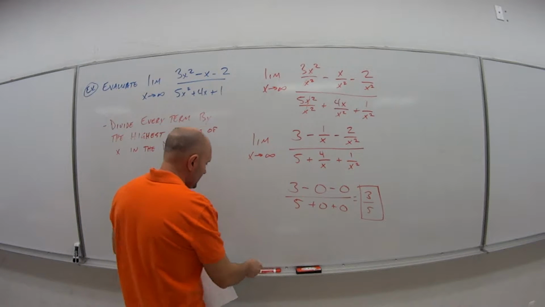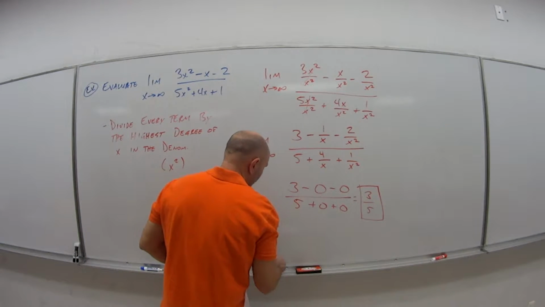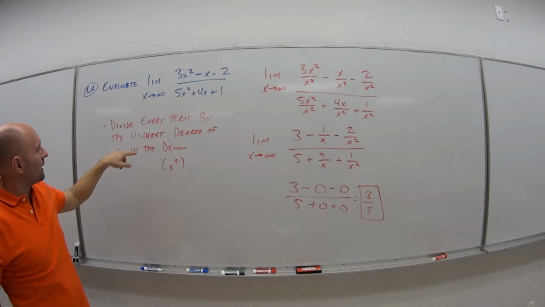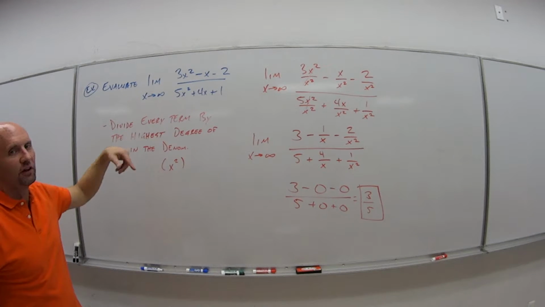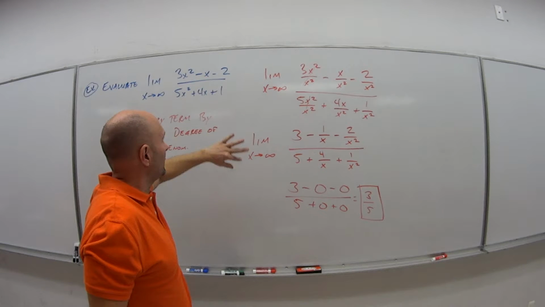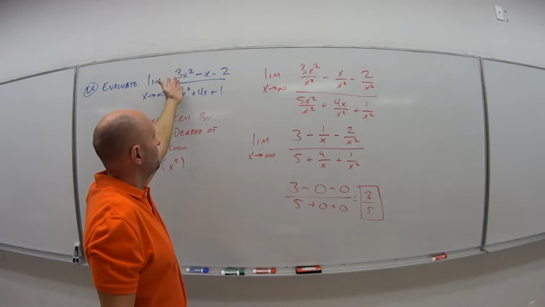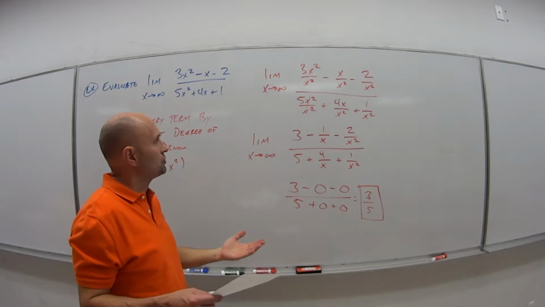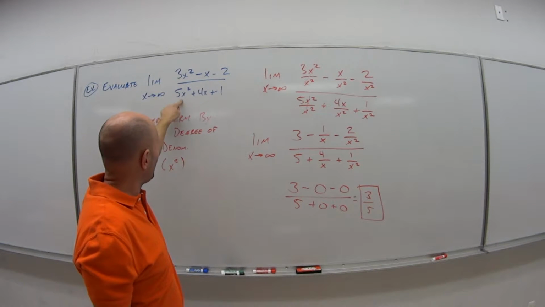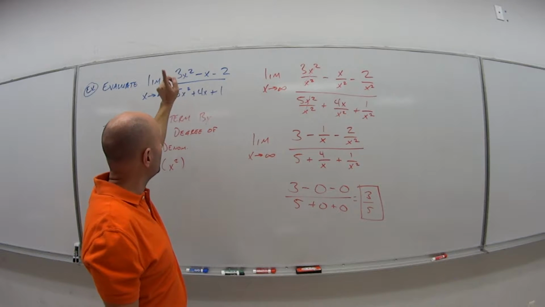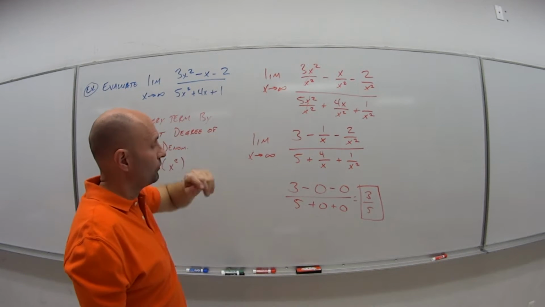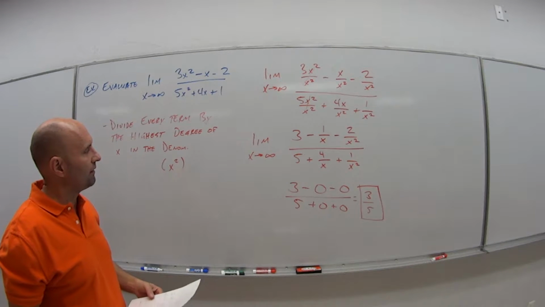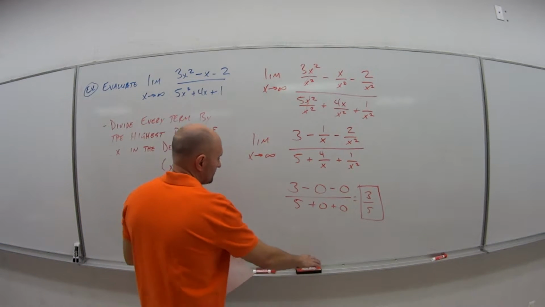So again, the key here was dividing every term in the function by the highest degree of x in the denominator. We're not picking different ones, like dividing the numerator by this and the denominator by that, because then you've changed the value of the function itself. So we just pick the highest in the denominator, x squared, divide every single term by that value, and find the limit from there forward.